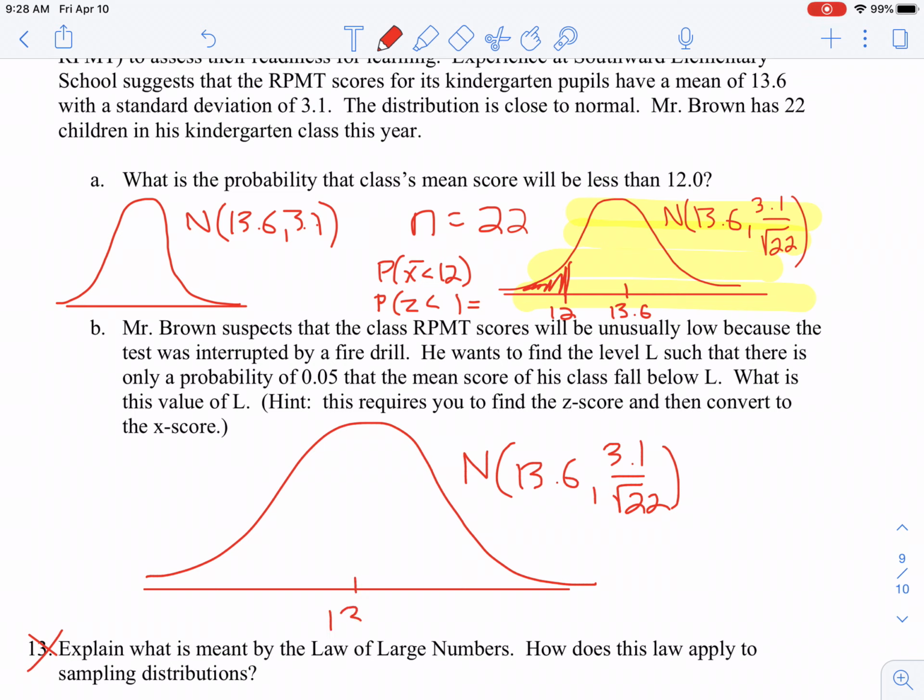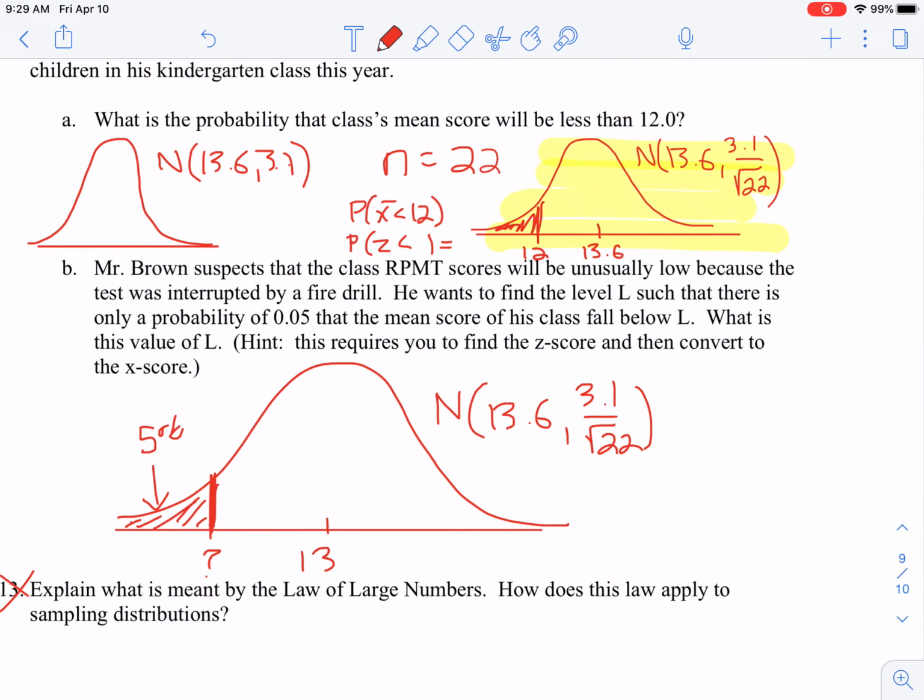And we're wondering, for his class, what do they need to score higher than to be above the bottom 5%, or what score is the 5th percentile? So we don't know this number right here. We want to know that number. But what we do know is down here, this is 5%, and so this is the 5th percentile. And so we're just going to go backwards. First let's find the z-score for it. To do that, if you do inverse norm of 0.05, that'll give you the z-score. It should be something negative down here.